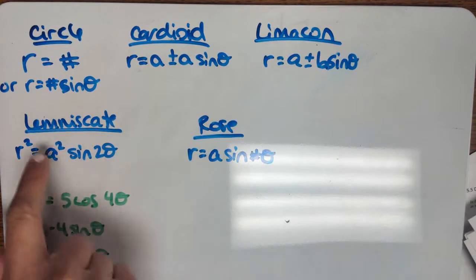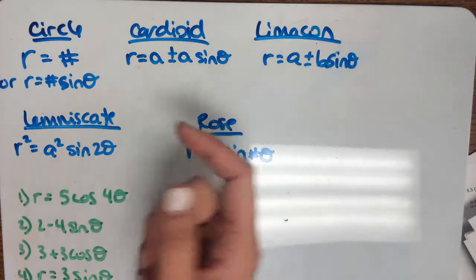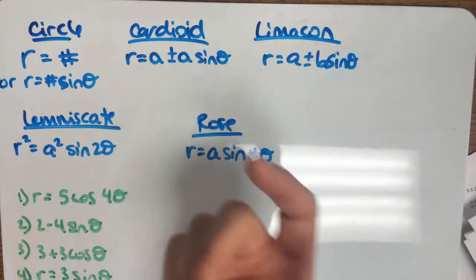Lemniscates are easy to pick out. They're squared. People think of them as the infinity sign. I just say lemniscates are a figure 8 because it rhymes.